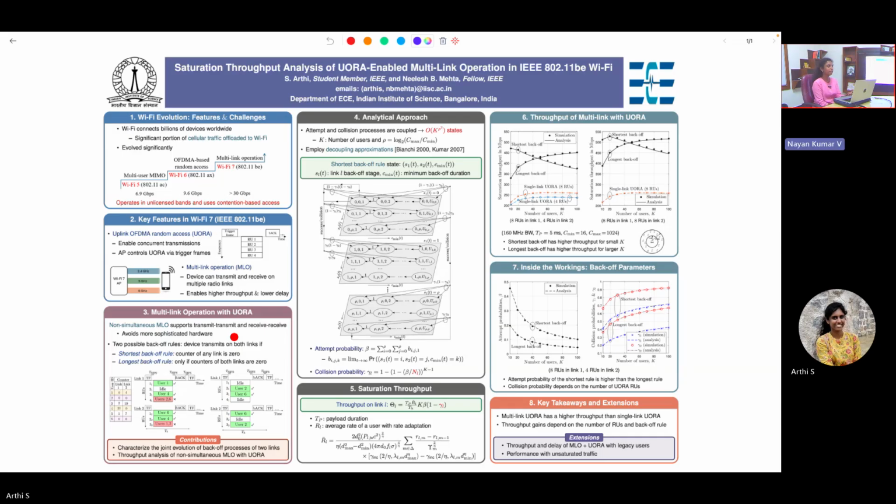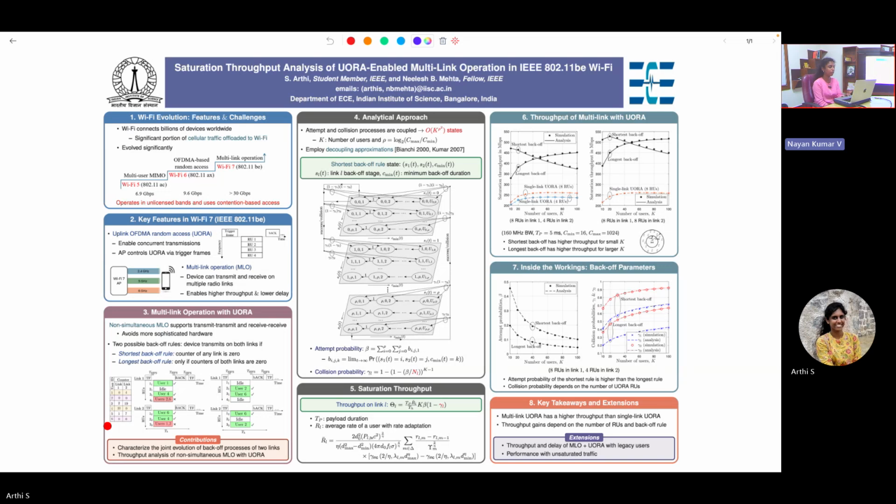In multi-link, since a device can transmit over multiple links, it maintains backoff mechanisms or backoff counters for each link. The literature has explored two possible backoff schemes for non-simultaneous multi-link operation, in which a device transmits on both the links based on the two backoff rules mentioned here, which are the shortest backoff rule and the longest backoff rule. Since the user maintains backoff counters on both links, in each of the rules, the access mechanism differs and follows a specific rule.